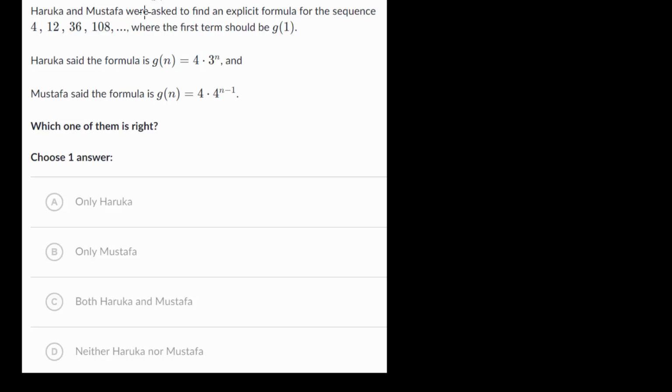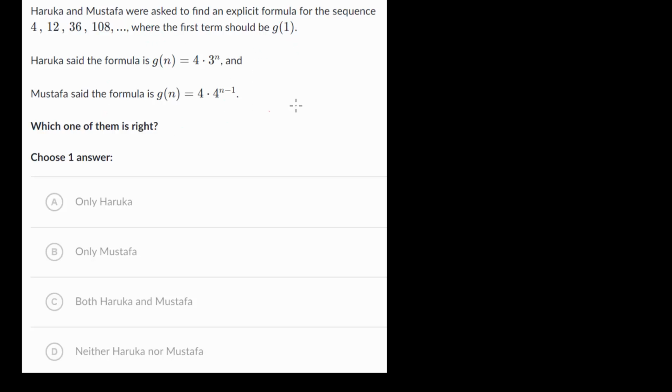So these next two example problems are going to be a little bit more challenging since we'll still be given a sequence, but now we're going to be given two formulas, explicit formulas for these sequences, and we need to determine if they're correct. So Haruka and Mustafa were asked to find an explicit formula for the sequence 4, 12, 36, and so on, where the first term should be g of 1.